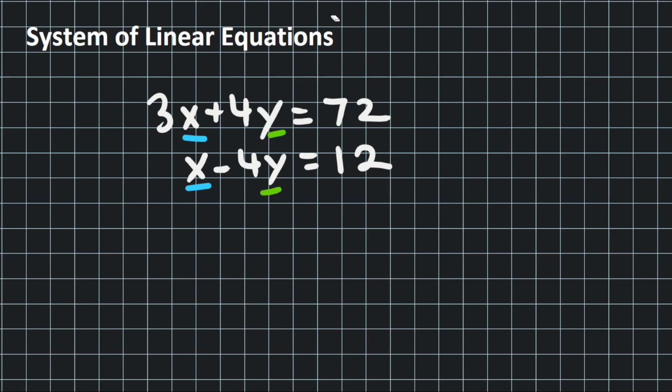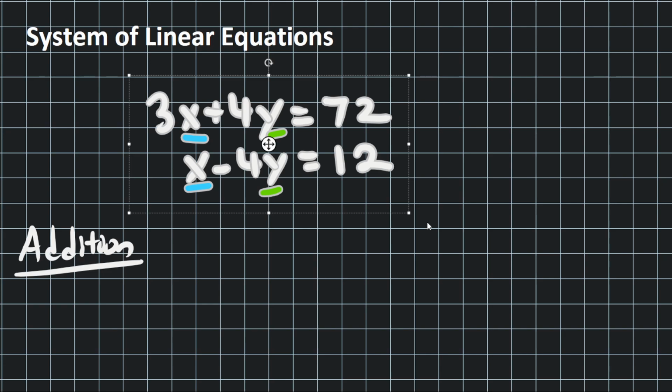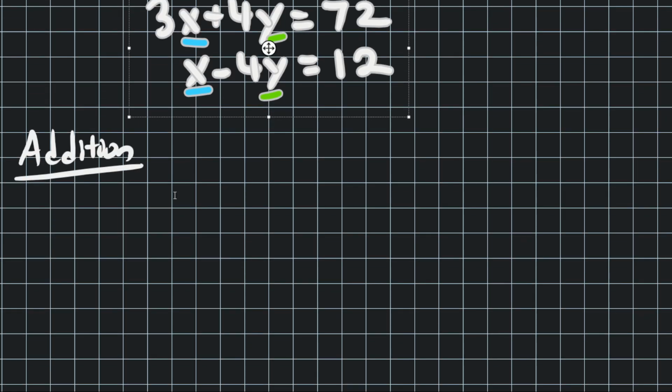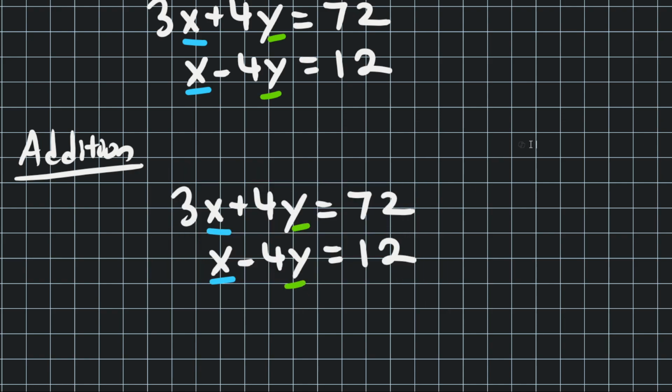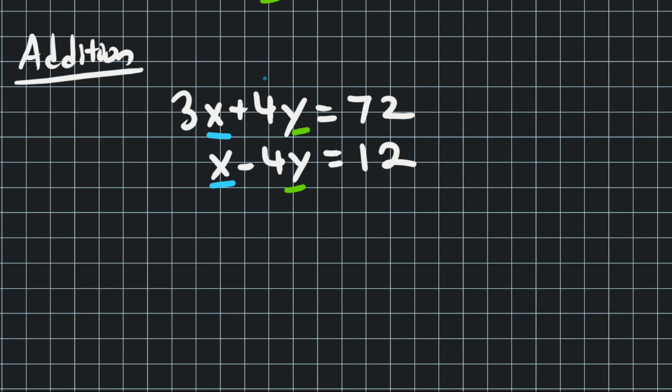So what we're going to do is we're going to go through a few ways together on how to solve for x and y. So one of the first ways that we will explore is addition. So what we can do is actually, let's take these two. Let me just copy and paste them down here. Let's take these two equations and let's actually just add them. So what do we have?